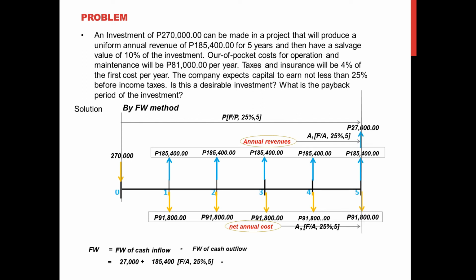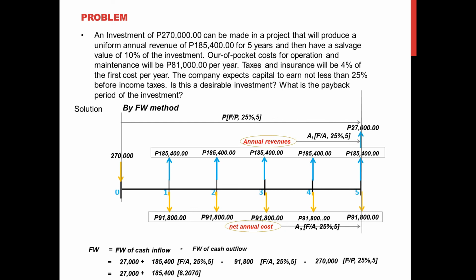And then we subtract the cash flows that are going downward. First, we have the annual cash outflow of 91,800 pesos multiplied by this notation finding F given A 25% at 5. Then we subtract the first cost, which is located at the beginning of the first period. We have 270,000, so that will be brought to the future by the factor finding F given P at 25% at 5.